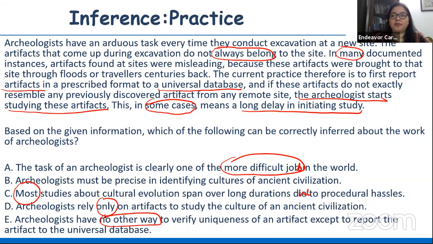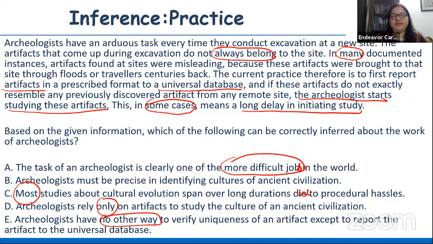Has that been mentioned explicitly, that this is the only way of verifying uniqueness? Nowhere mentioned, right? Has it been mentioned explicitly that there are no other such processes, no other such ways of verifying the uniqueness of an artifact? No, not mentioned. So why will I infer E? That's also incorrect, beyond the scope of whatever is discussed here.